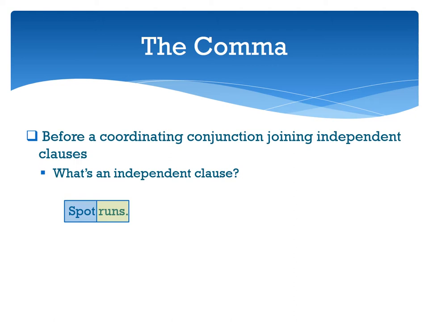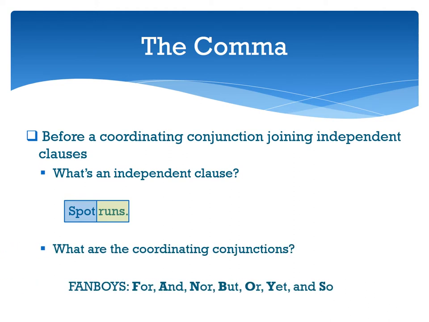Sometimes that subject is complex. Sometimes the verb is complex or has two parts or three parts. Sometimes there's a lot of prepositional phrases and other stuff in there. But every sentence can be broken down into a "Spot runs" sentence if you can diagram it, find the subject and the verb. What are the coordinating conjunctions?